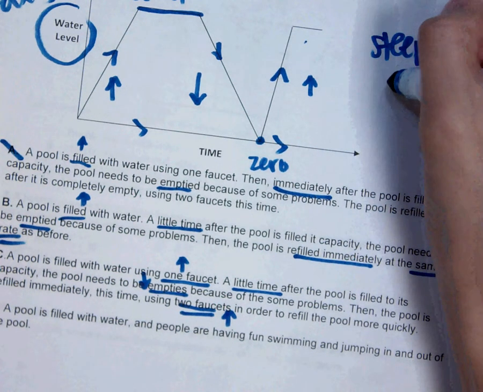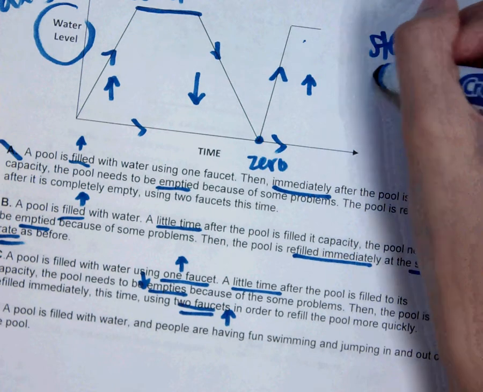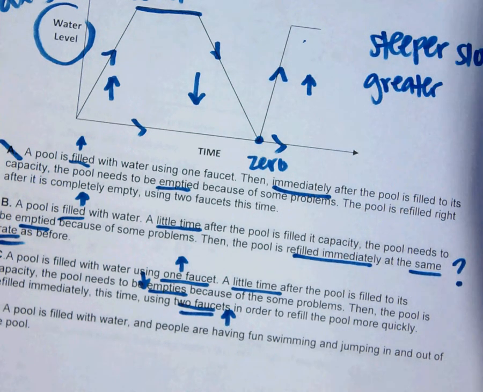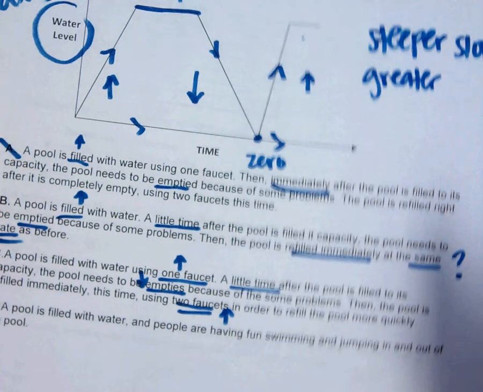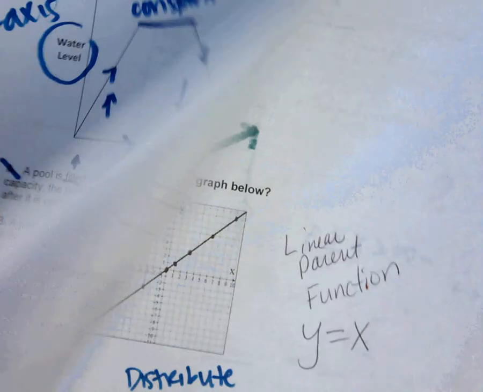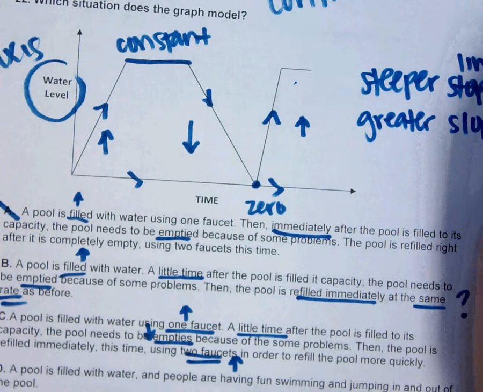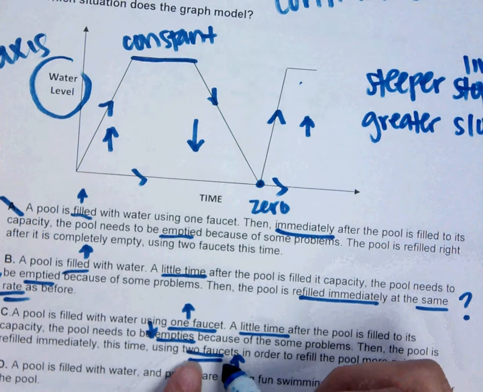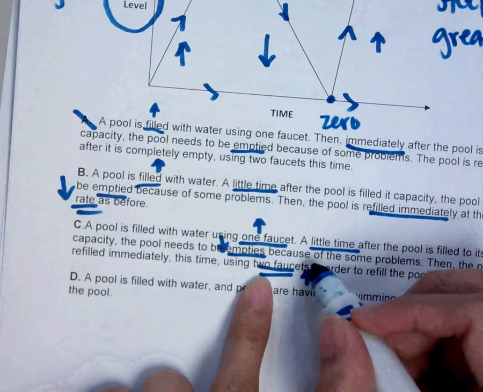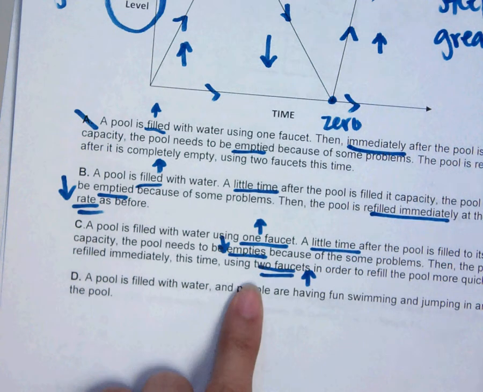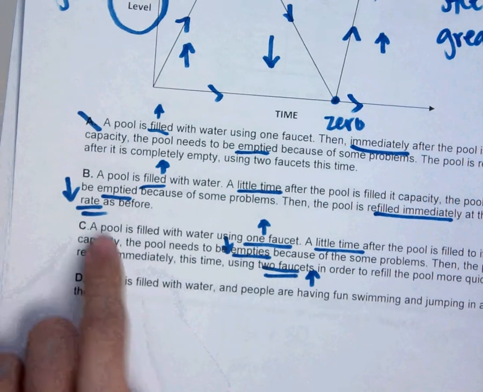So the bigger the slope, the steeper the slope, the greater. What did we say last time? Let me go back a little. The steeper the line, the greater the slope. So this is still going back. If I go with two faucets, isn't that greater because it's faster? And so in this case, I would say that C would be the better option than B.